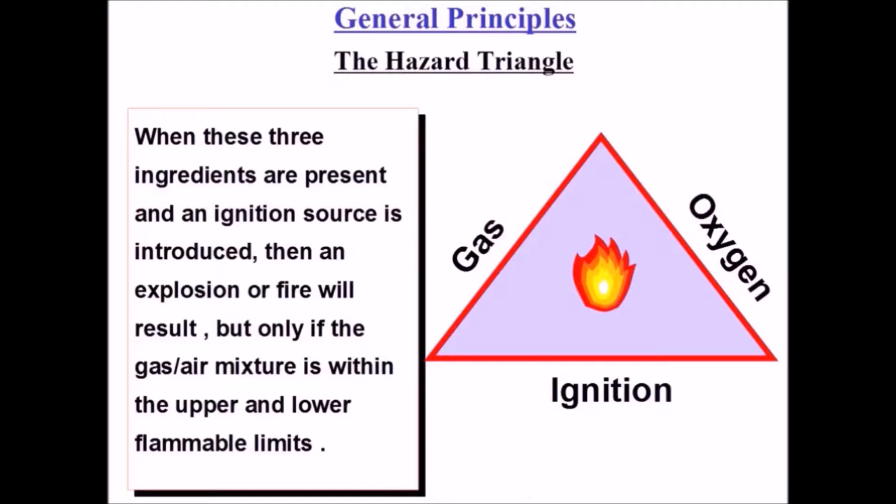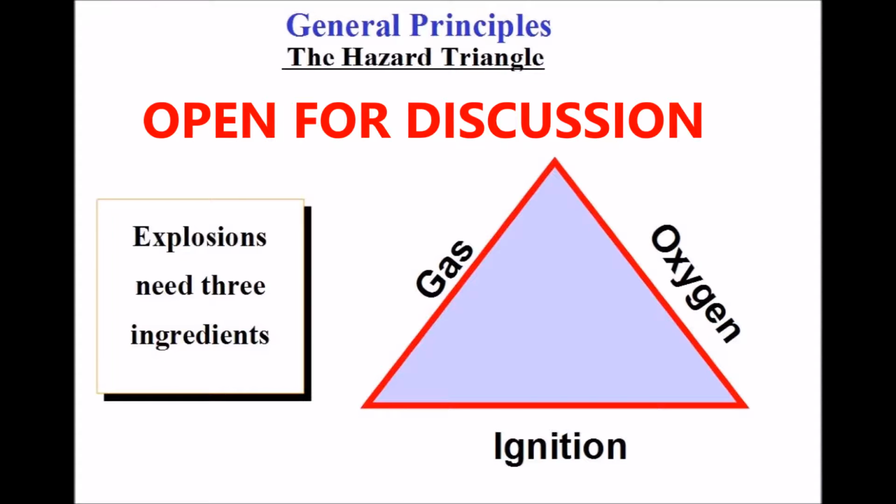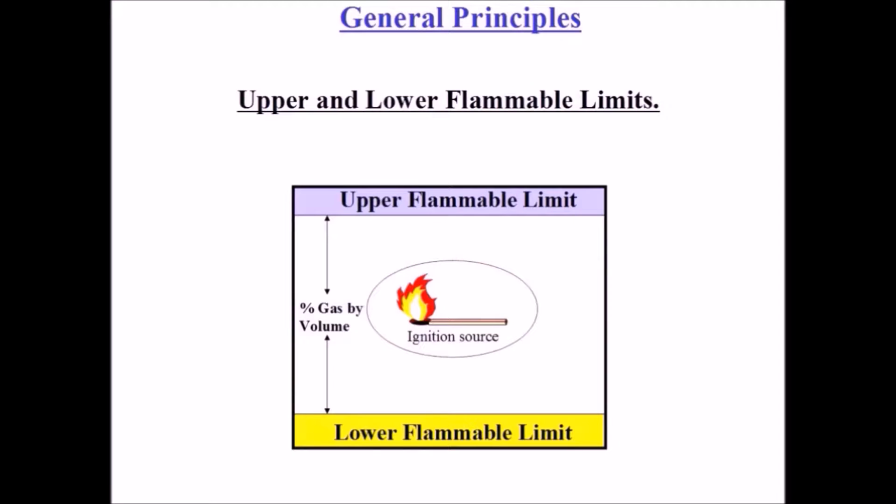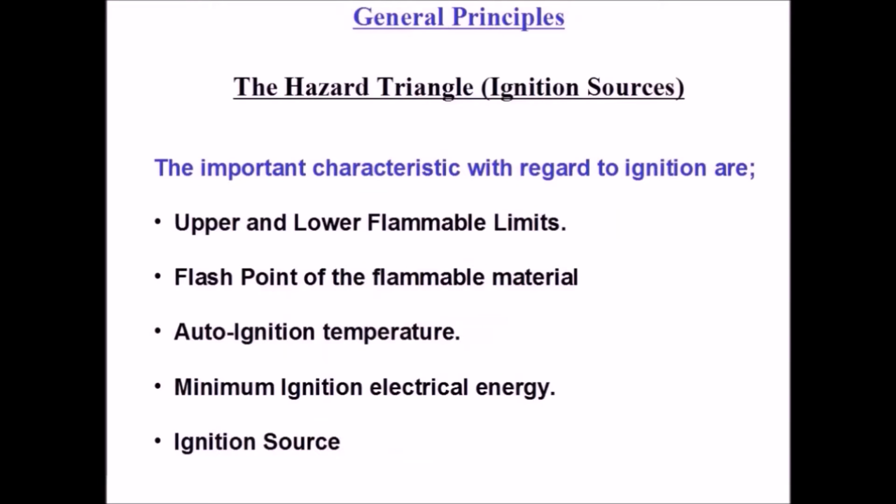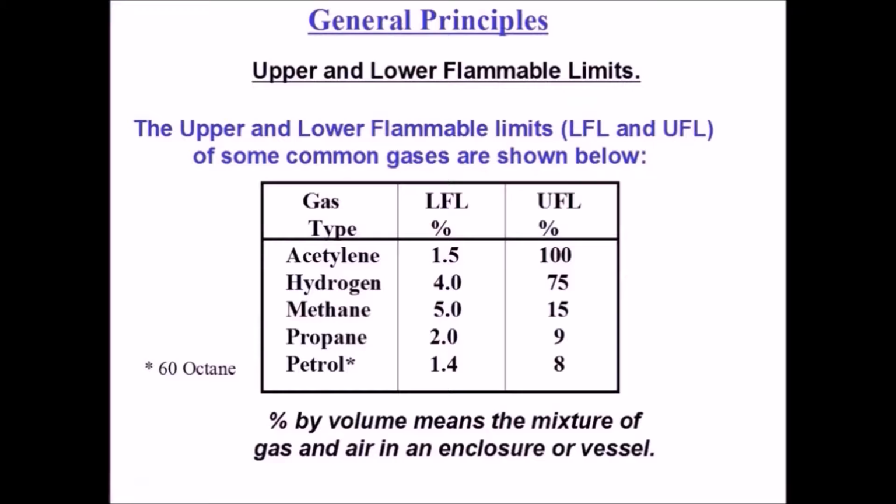In this triangle, there are three ingredients. If these three are present and the ignition source is introduced, then an explosion or fire will result, but only if the gas-air mixture is within the upper and lower flammable limits. Important characteristics regarding ignition are flammable limits, flash point, auto-ignition, minimum ignition electrical energy, and ignition source.